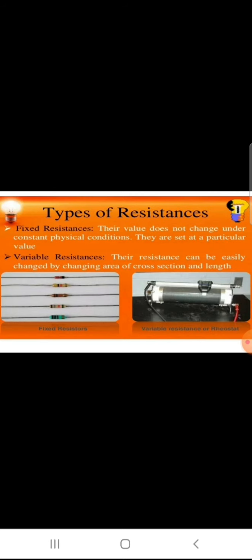Next one, electric circuit and its components. What is an electric circuit? A closed path in which electric current can flow is called an electric circuit. There are two types, open circuit and closed circuit. Observe the two pictures: the first picture is an open circuit, and the second picture is a closed circuit.